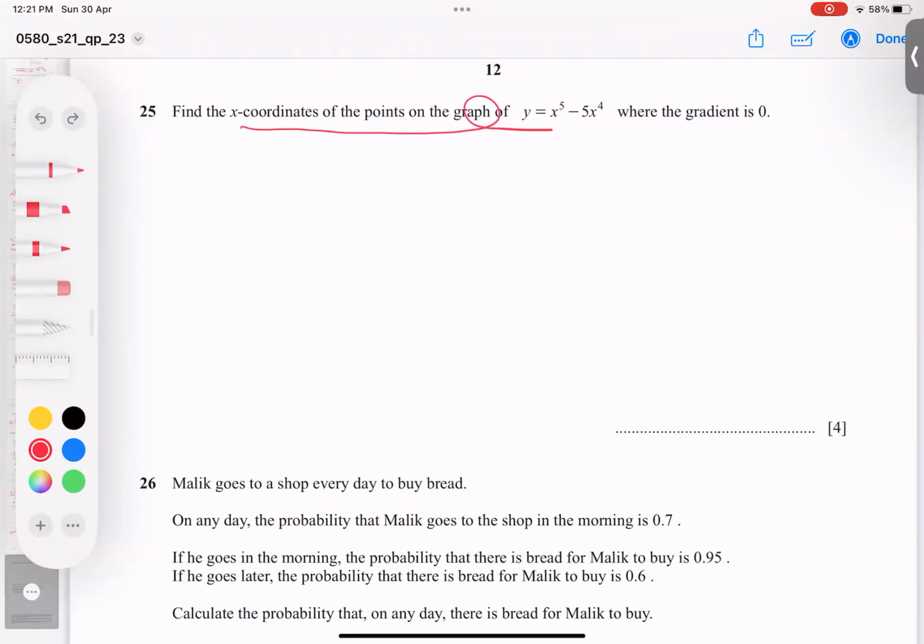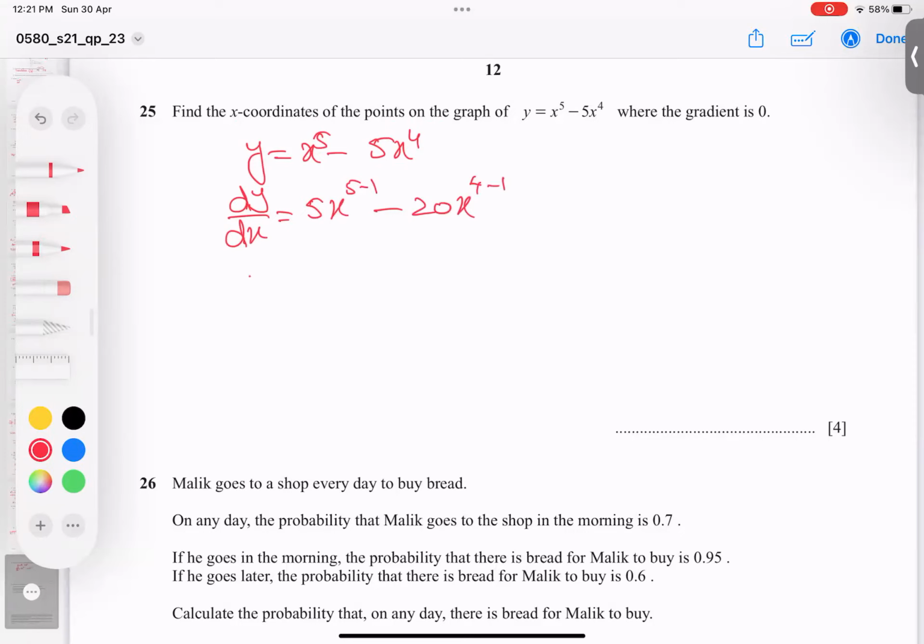X coordinate of the point where the graph has a 0 gradient. This is a topic of differentiation. So he's asking here for the x coordinate, and y is equal to the given expression. What is differentiation? dy over dx. This 5 will come down and the power becomes 1 less, so 5 minus 1. Same, 4 comes down and multiplies, 5 fours are 20, and the power is 1 less. This is called differentiation. So differentiation is done.